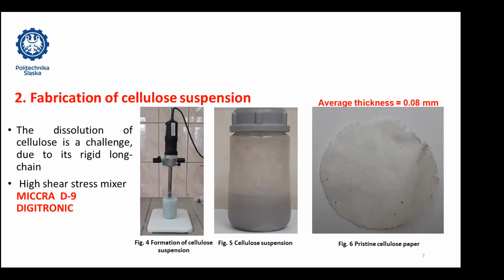As you can see from figure 4, we purchased pulp from the market, dissolved it into deionized water, and this apparatus was turned on for 30 minutes. Figure 5 shows that at the end, we have a cellulose suspension. With the help of a vacuum filtration apparatus, and using the drop by drop method, we were able to fabricate a cellulose paper, which has a thickness of about 0.08 millimeter. This cellulose paper will act as our substrate.